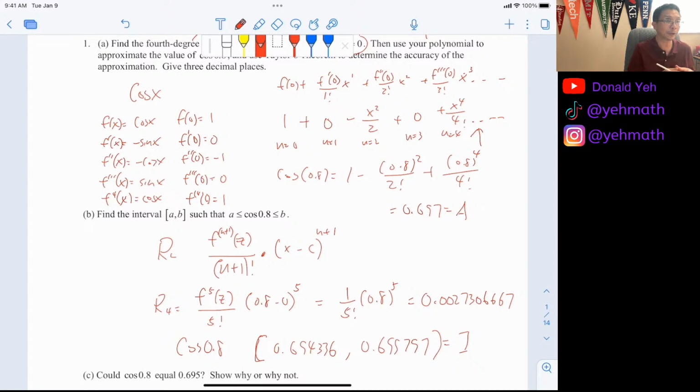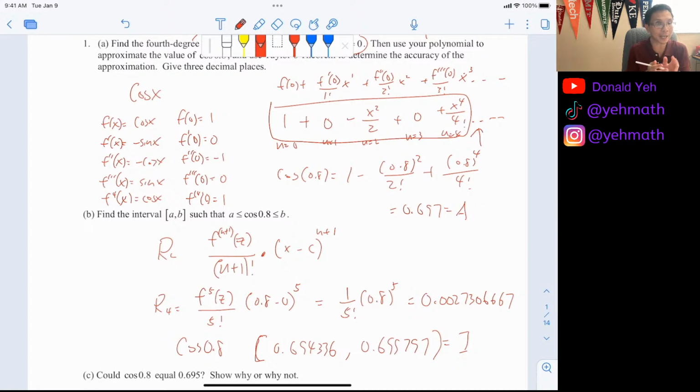Okay, so the moral of the story here is, can you figure out a Maclaurin or Taylor series of some type of polynomial? Once you can, the following question will ask you, can you approximate a value? If you want to approximate a value, you just plug the value into this series right here, and you're going to plug in the 0.8. That's going to give you an approximation of 0.697.